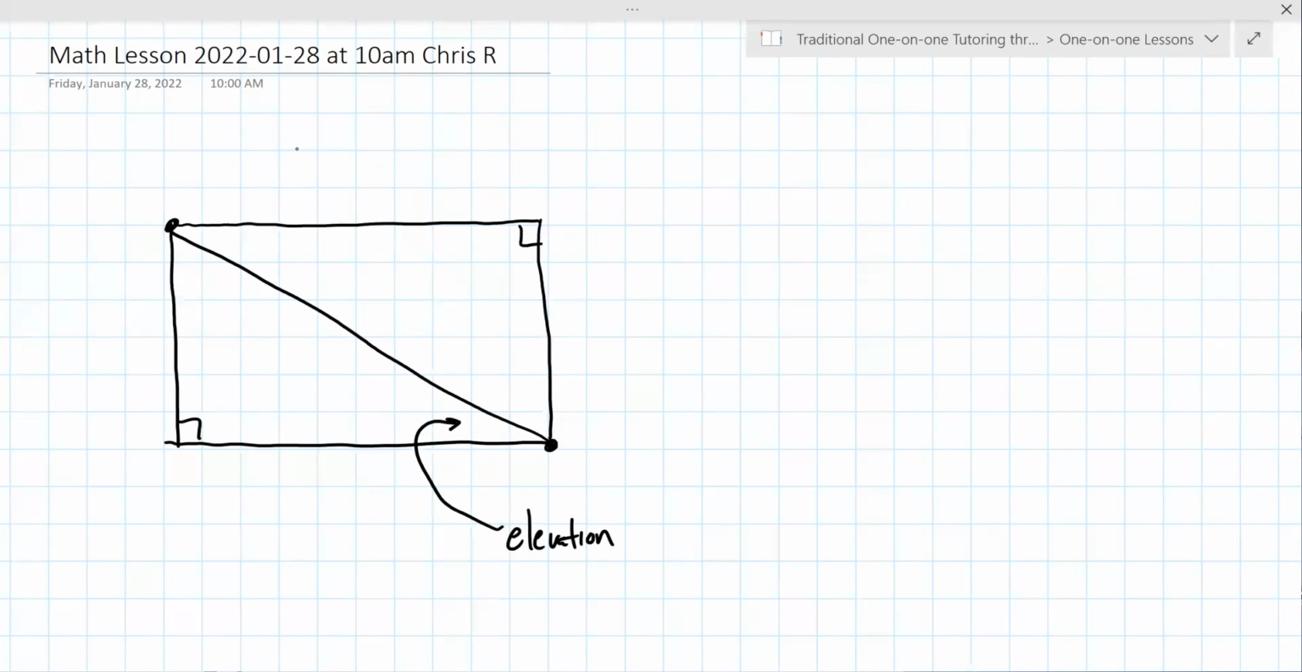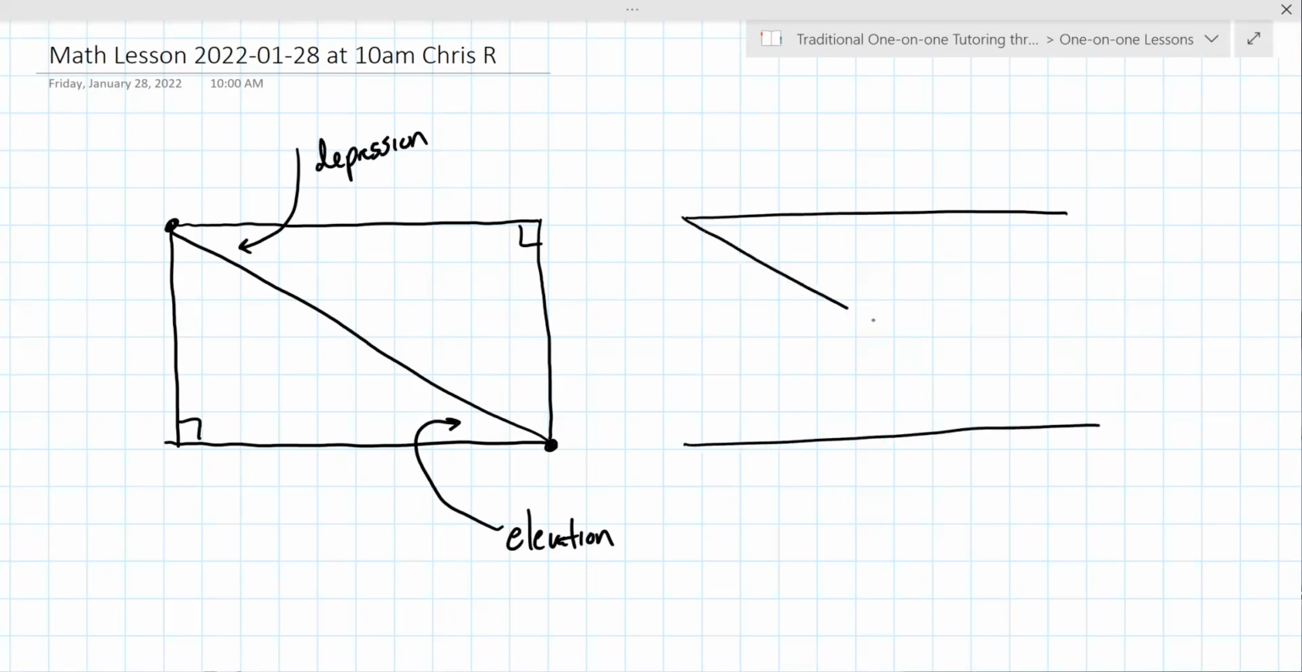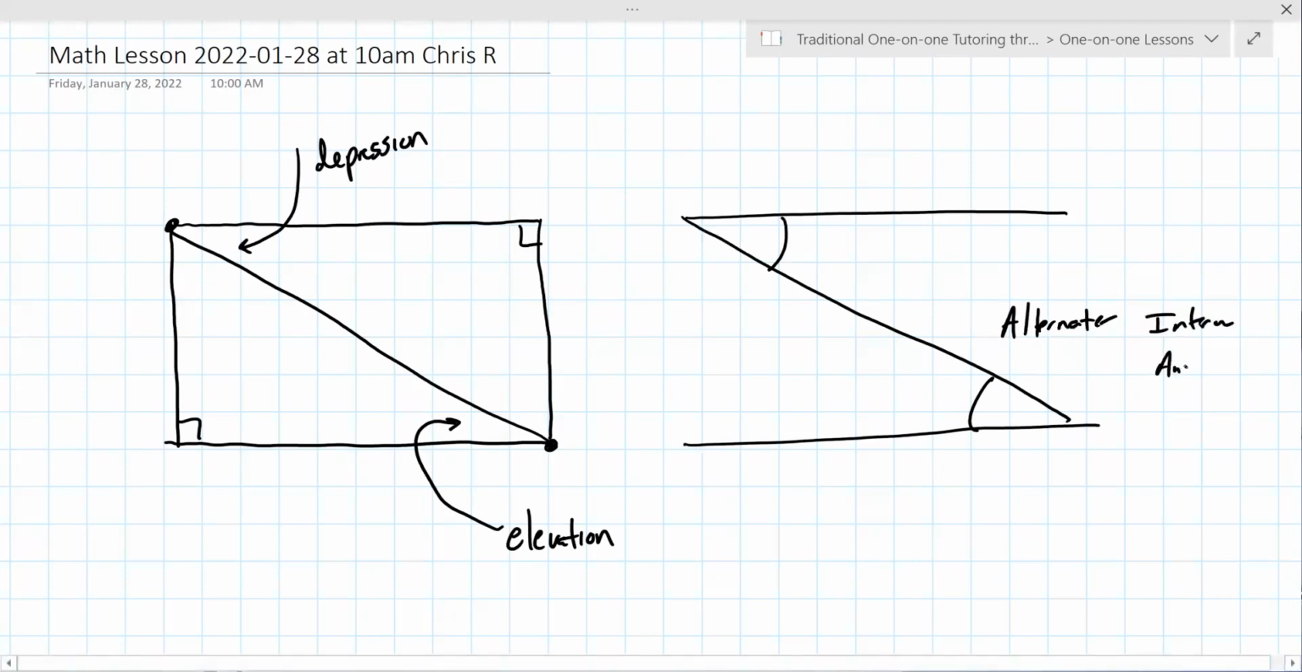and another triangle is created. This angle right here is called the angle of depression. Now, from two parallel lines that are cut by a transversal, we did this a while back, this angle is the same as this angle. They're called alternate interior angles. So they're actually the same thing.